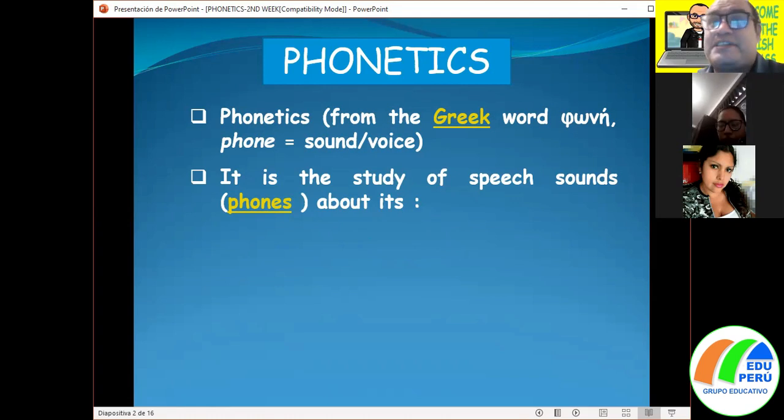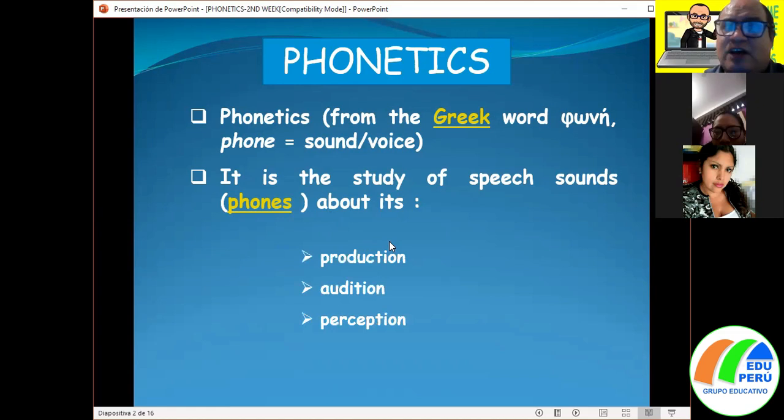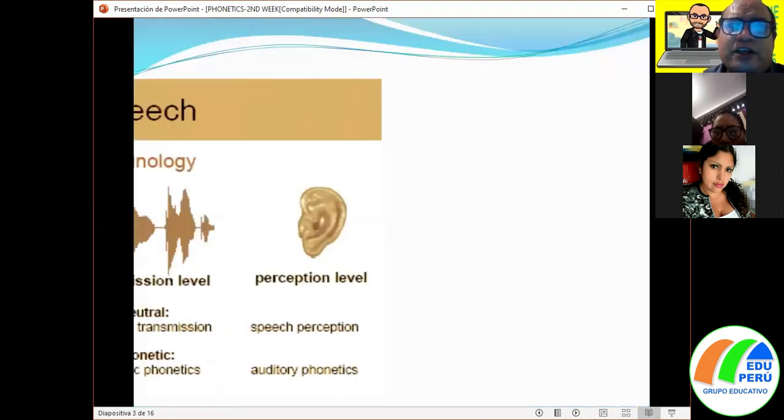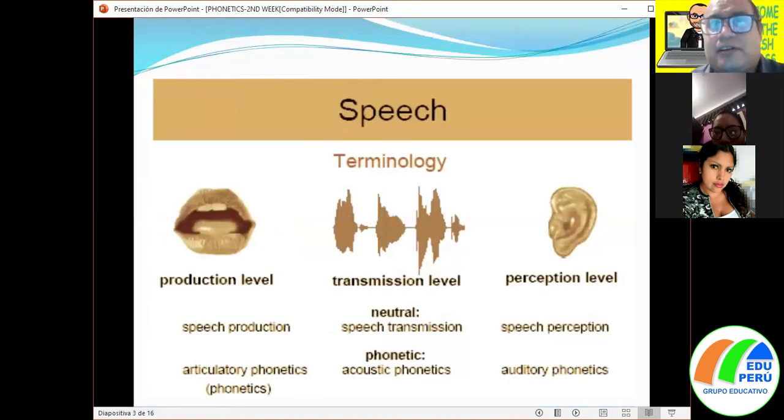When we talk about the study of sounds, remember that we are going to study speech sounds, not the sounds that we produce when we speak. Those are the phones. Phones are the sounds that we articulate when we speak. That's why it says speech sounds. And what are we going to study about the sounds? The production, the audition, and the perception of sounds. That's why we have three levels of study, and so we have three branches of phonetics.